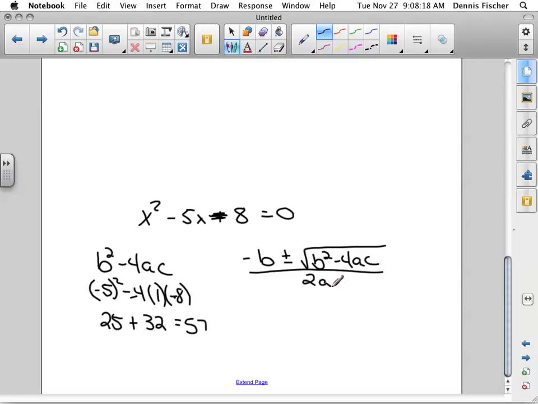What's b again? Negative 5, right? Now, do I have to do this whole thing over? The discriminant is equal to 57. So you might want to do it over just to check the work, but I already know that's 57. Over 2 times 1, and just simplify that down. I can give you a little hint.